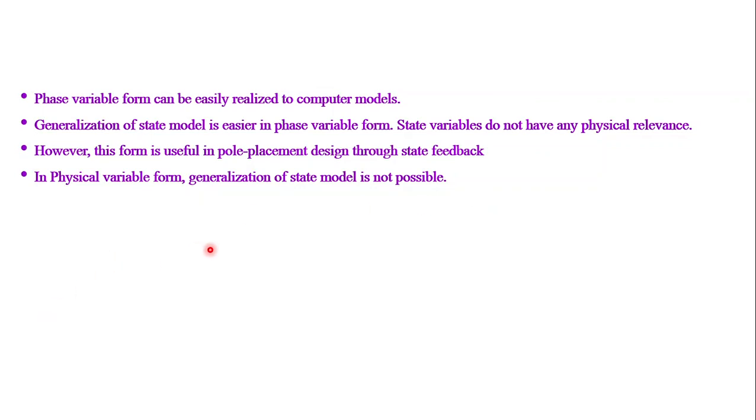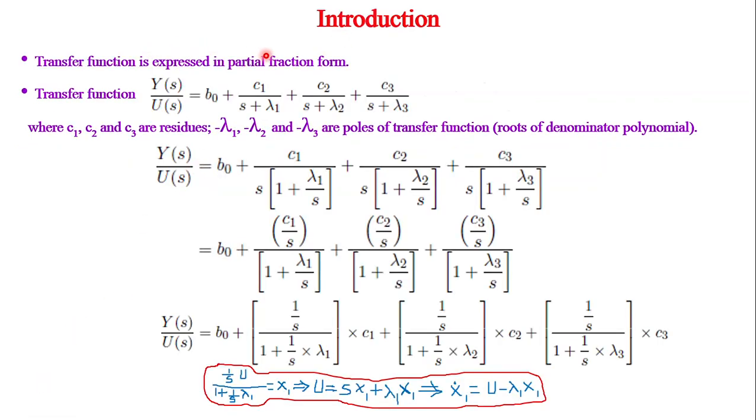Now we are going to see a totally different state space model. This is the canonical variable form. Introduction. For example, you have a transfer function. We have seen that the transfer function can be written in partial fraction form. A transfer function will have poles and zeros. In the physical variable form and the phase variable form, we did cross multiplication of the numerator and denominator and assigned the state variables, taking the output as one of the state variables.